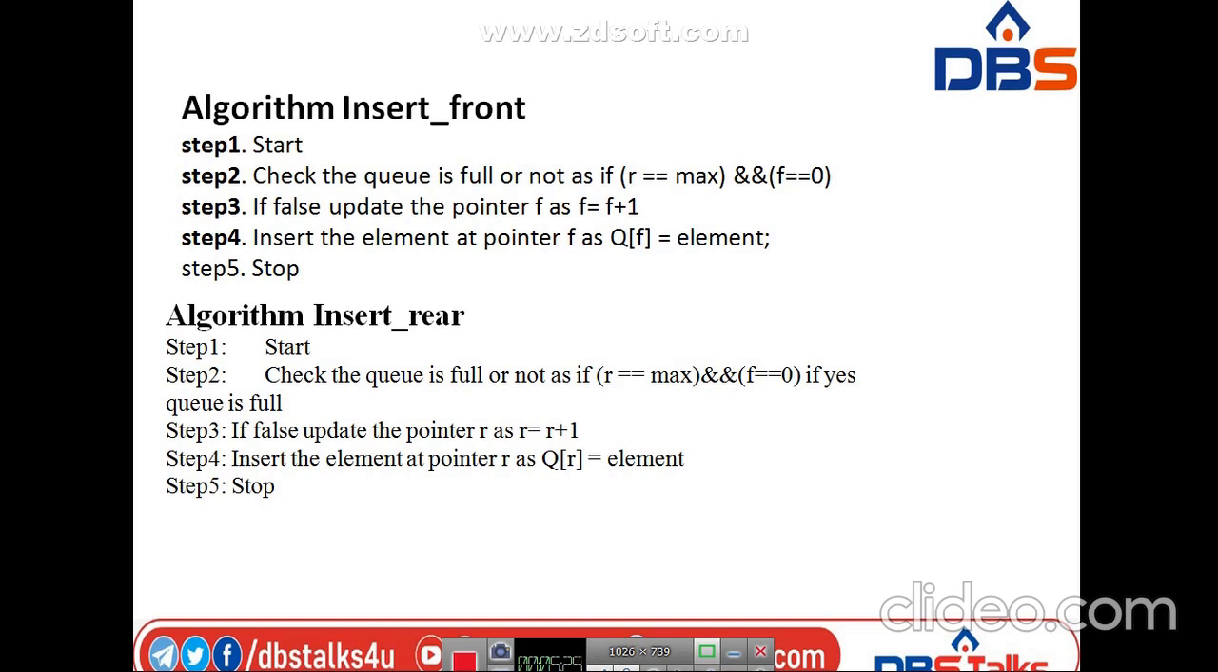Here the condition for the double-ended queue being full or empty is just like the linear queue. What is the condition for queue is empty? f equal to -1, r equal to -1, or f equal to r. What is the condition for queue full? That is f equal to 1, r equal to n. That is the condition for queue full.